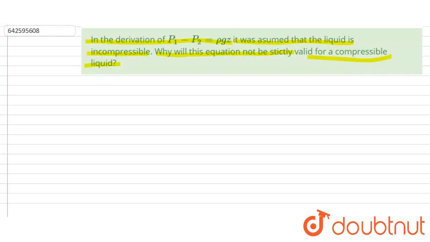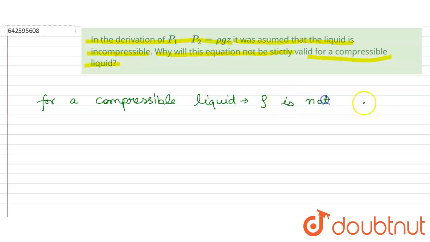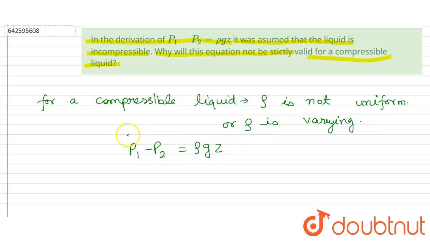So, we know that for a compressible liquid, the density is variable. That means density is not uniform, or we can say density is varying. So the value of P1 minus P2 equal to rho GZ will be different at the same level.